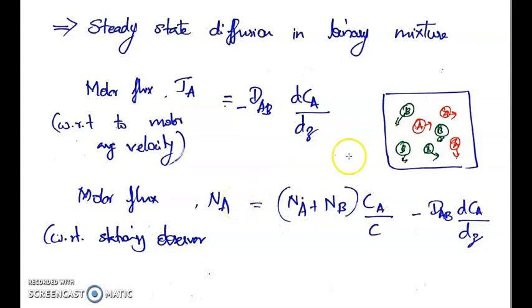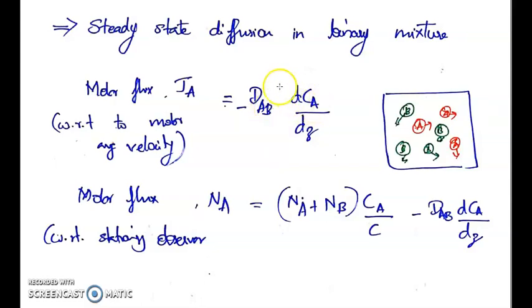But supposing you are inside the vessel and you are moving with the molar average velocity of the mixture, the flux relative to that is given by JA, the molar flux, and Fick's law gives an expression for that: JA equals minus DAB dCA by dZ. This flux is proportional to the concentration gradient, and the proportionality constant is DAB, the diffusion coefficient of A in a mixture of A and B.